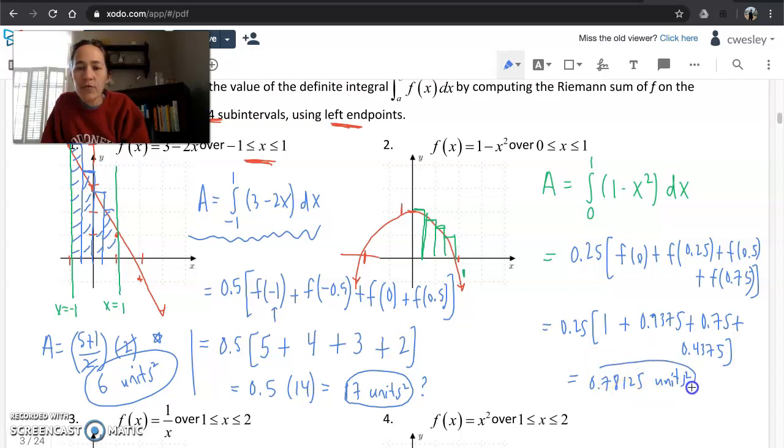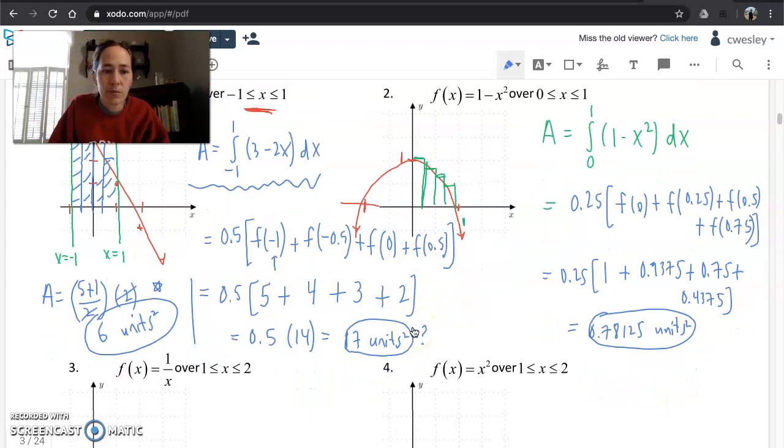And there's your slight overestimate, but it looks like it makes some sense. It wouldn't be a whole unit. It's close to a unit, but not quite.